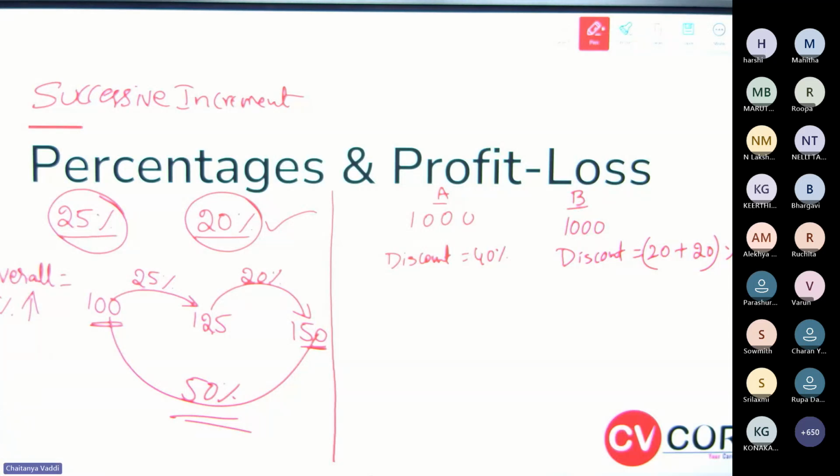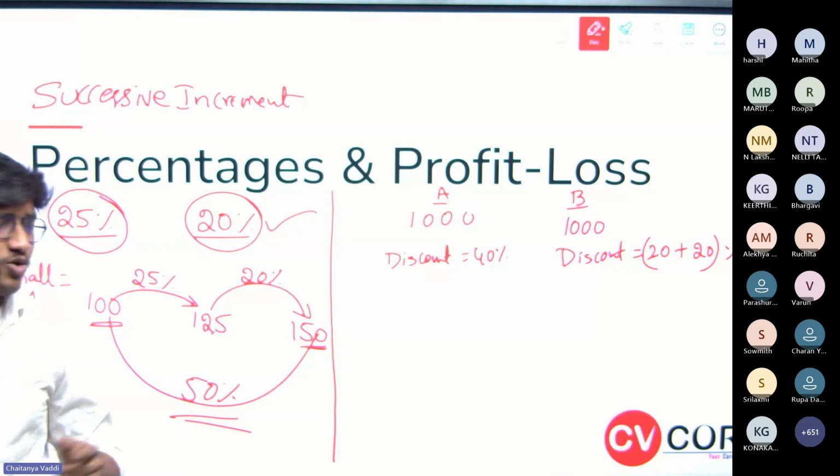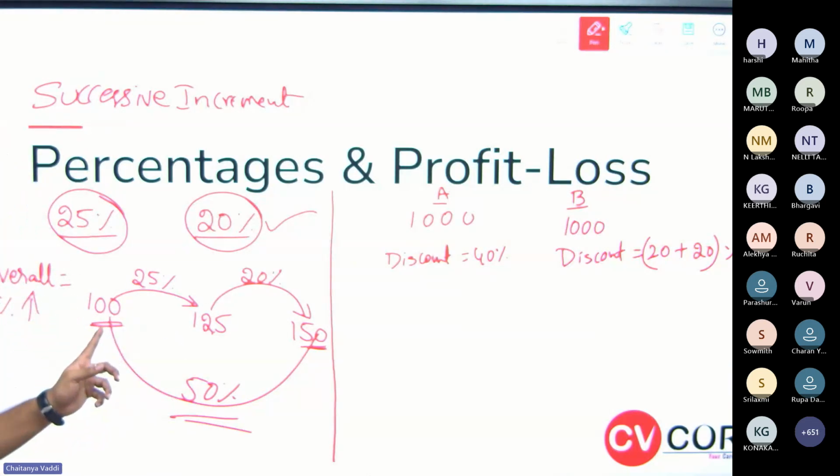Pavani posted a question: why should we consider 100? It is not mandatory to consider 100 as the initial value. You can consider 200 or 500 or 1000. I consider 100 because 100 is the reference value, and it is easy to explain.